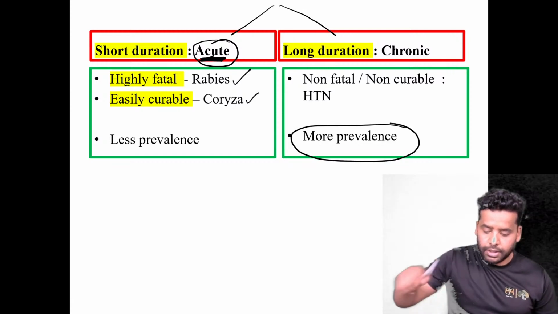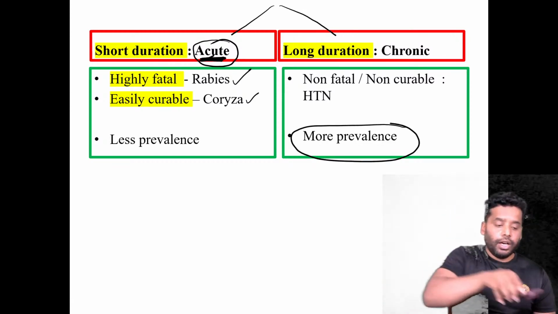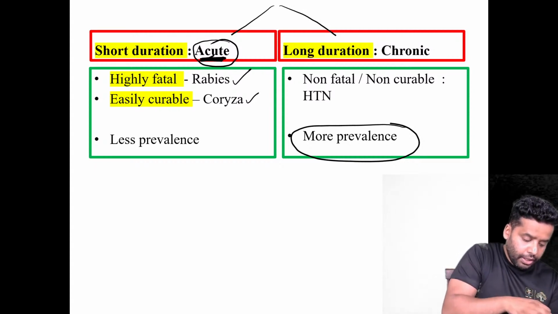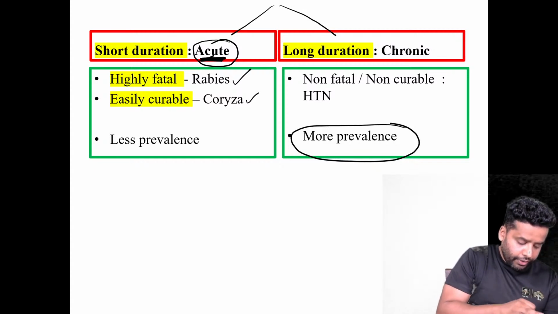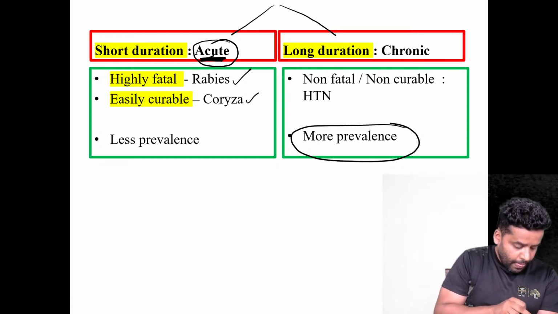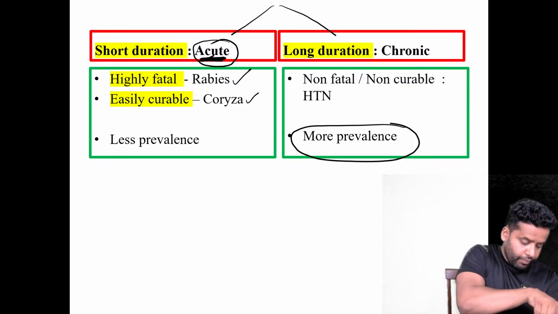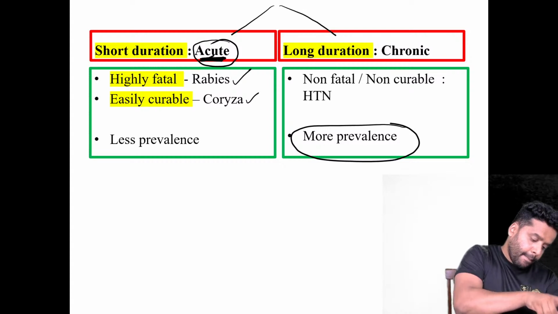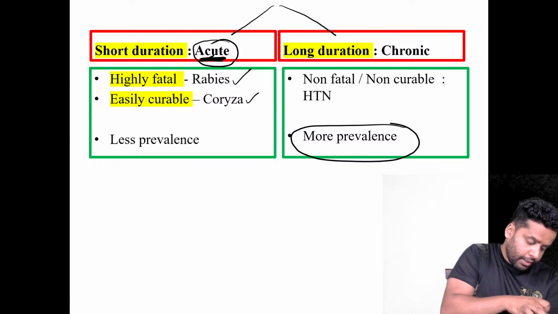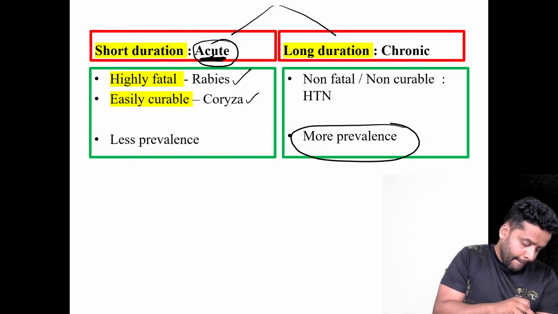When you do cross-sectional studies, is it easy to identify acute illness or chronic illness? This is my question indirectly. If you are doing a cross-sectional study, which is easy to identify? Acute illness or chronic illness? Chronic illness. Yes, good. It is easy to identify chronic illness.